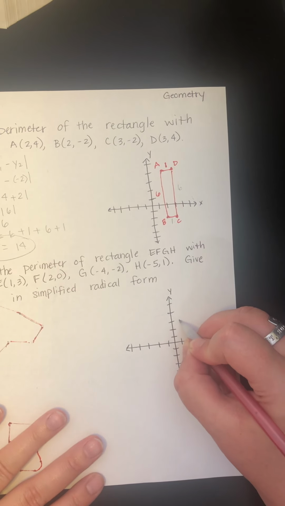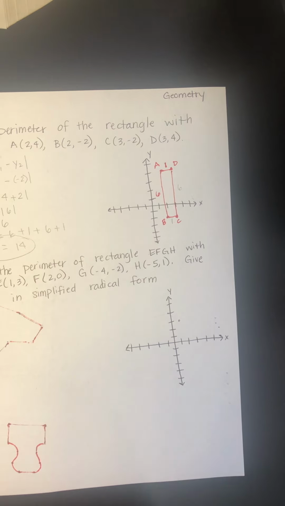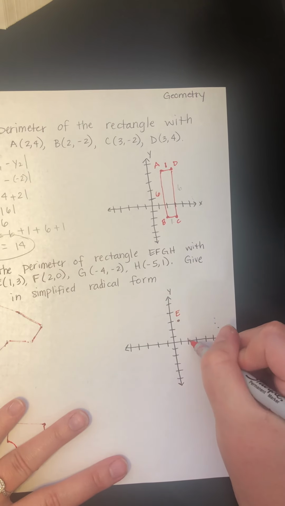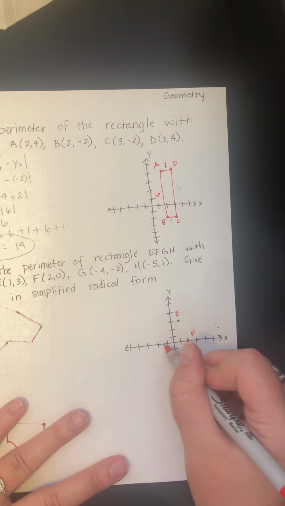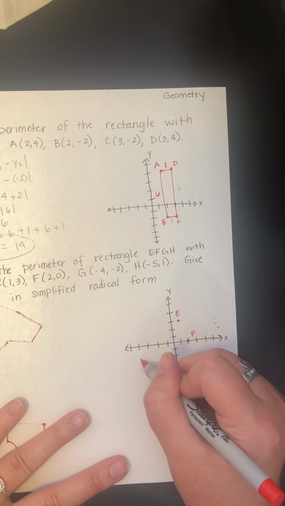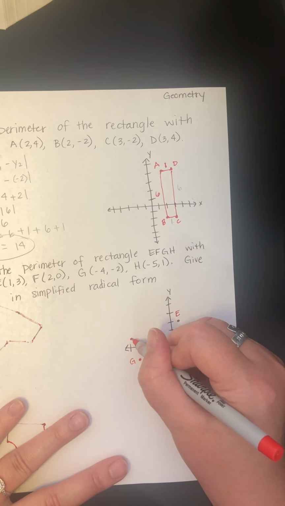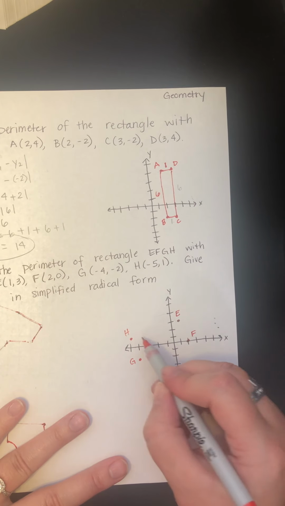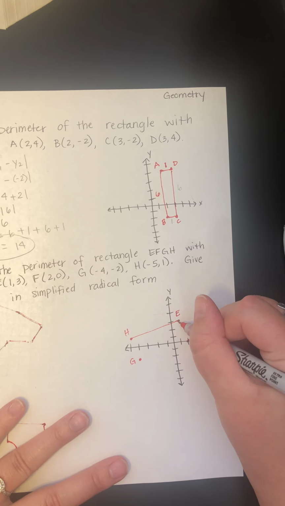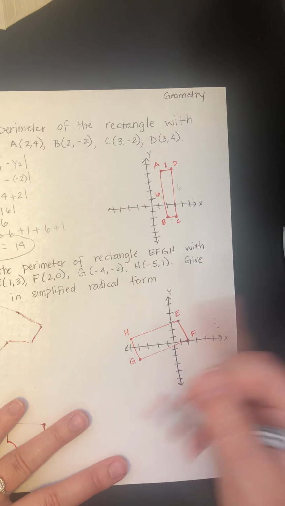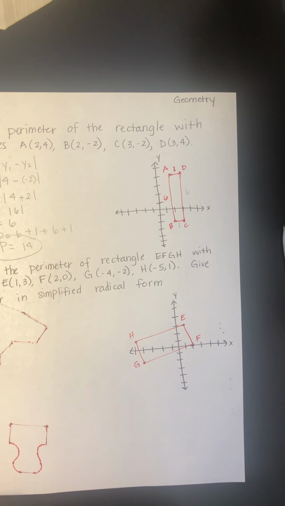E is 1, 3. I'm going to use my marker again. F is 2, 0. G is negative 4, negative 2. And H is negative 5, 1. Okay. Connect the dots. And we're going to use the distance formula to figure out the length of each side.